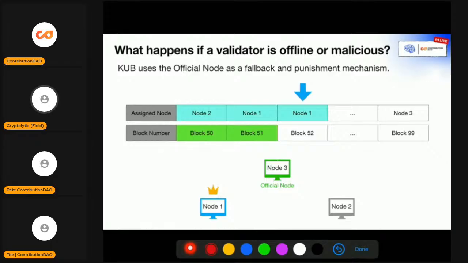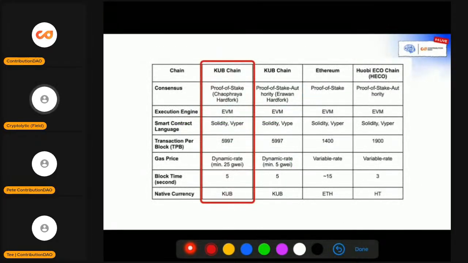Then the chain just moves forward to the next block. And it's the turn of node 1 again. If node 1 fails again, it gets punished. If not, it just proposes the block to all other validators, and then you move to block 52, and so on and so forth. All in all, the concept is quite simple.